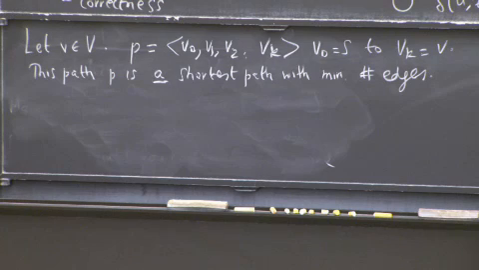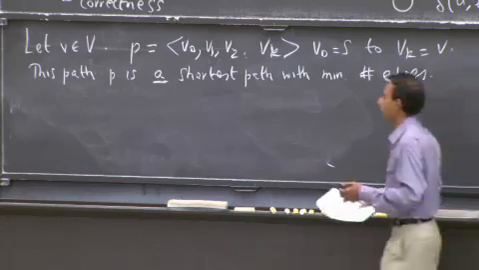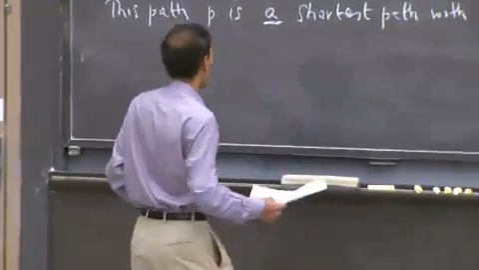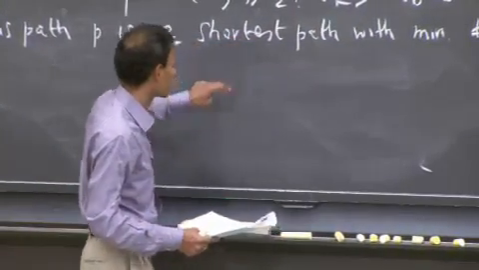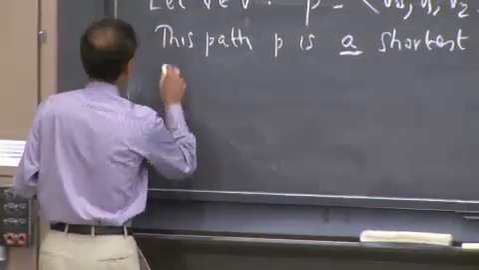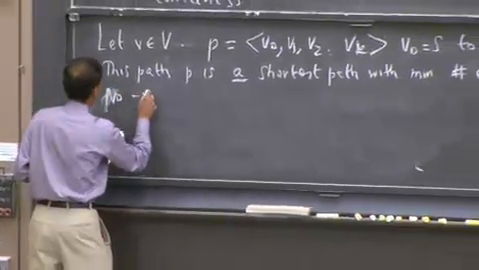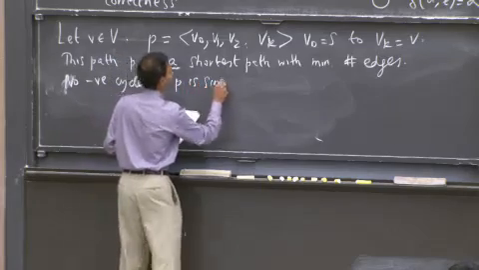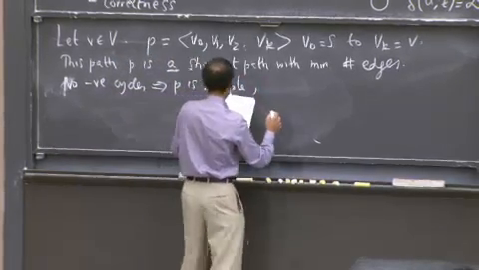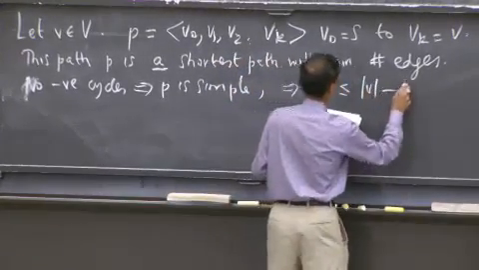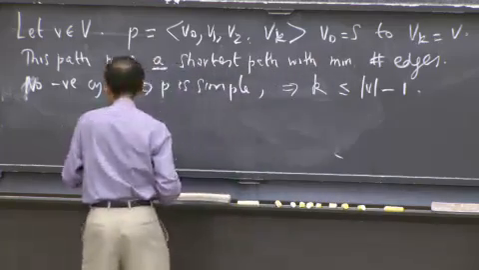But it may be that I have a path with 4 edges that has the same weight as another path with 3 edges. I'm going to pick the one that has 3 edges. Okay? So they're not necessarily unique shortest paths, but I can certainly pick one. And no negative weight cycles implies that P is simple, and that implies that K is less than or equal to V minus 1, which is what I just argued.